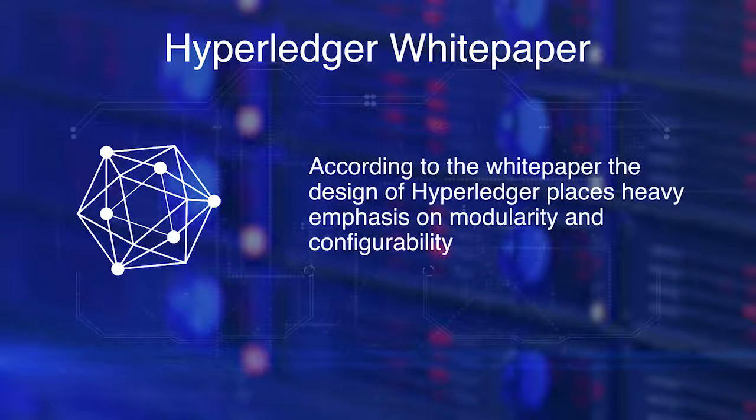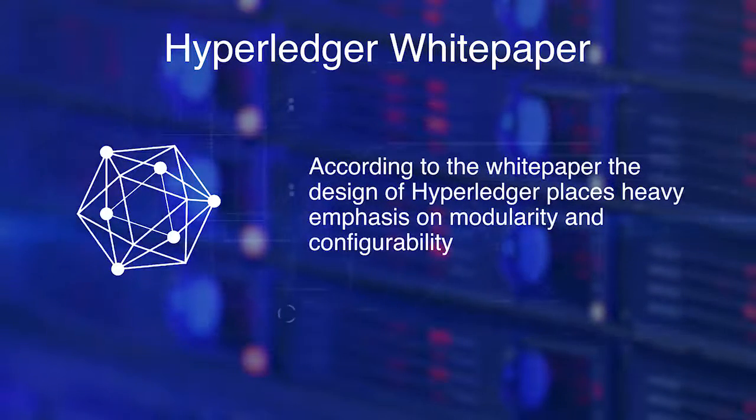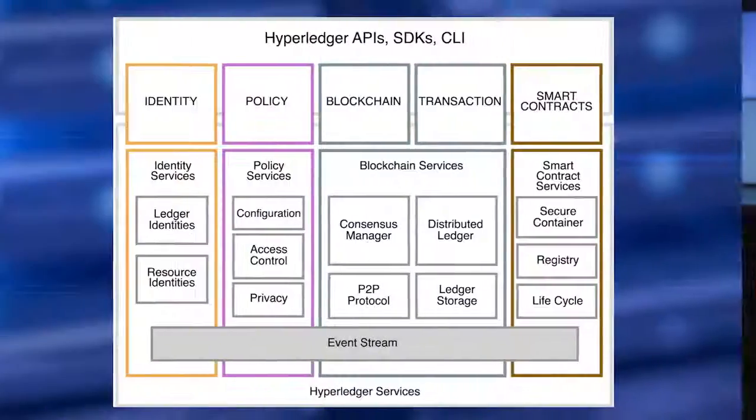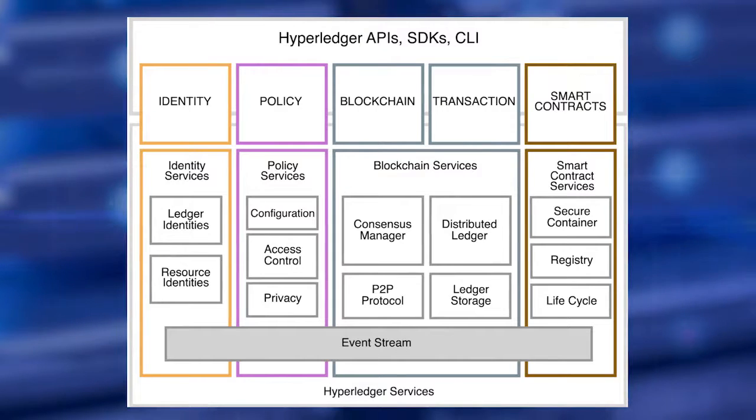According to the white paper, the design of Hyperledger places heavy emphasis on modularity and configurability, pluggable modules. A Hyperledger blockchain application views its domain as being made up of many interacting blockchains of various capacities. From the Hyperledger white paper, here is the services-oriented representation of the Hyperledger blockchain. The reference architecture specifies 4 different groups of services and the corresponding APIs for the applications to access them.